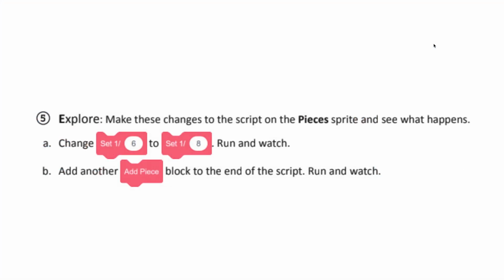With that step completed, we can now draw our attention back to the worksheet to answer question number 5. Question number 5, Explore, asks students to make changes to the script and see what changes impact the program. Part A asks students to change the fraction block from 1/6 to 1/8, then to run and watch what happens. Doing so results in the following picture.